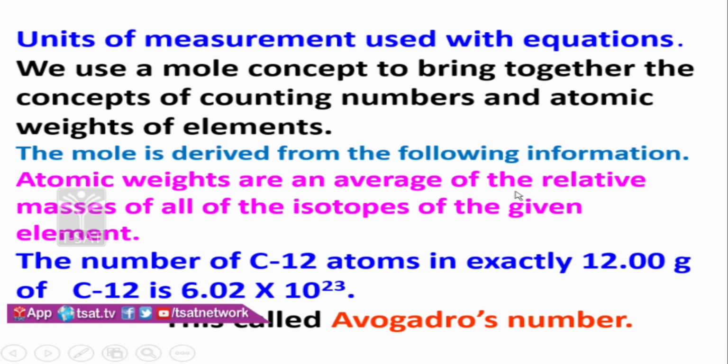Atomic weights are an average of the relative masses of all the isotopes of the given element. If there are 3 varieties of isotopes in an element, in the first session we discussed hydrogen. Hydrogen has 3 varieties of isotopes, H1, H2, H3. So, we have to take the average. The number of carbon 12 atoms in exactly 12 grams of carbon is the Avogadro number.